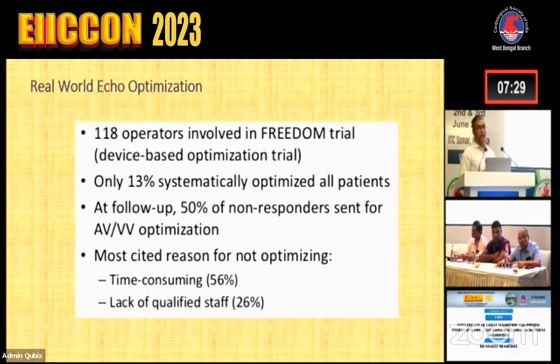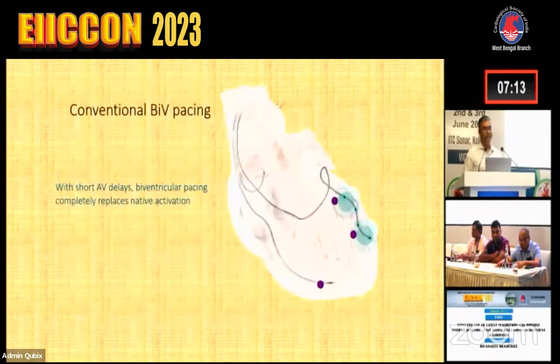So are we doing it? That's the question. If you look at the data, the answer is absolutely no. They found that only 13% of devices are being optimized with the use of echo. The reason these devices are not optimized is either time or because there are no qualified individuals. That is when companies got into it and thought it is better to have algorithms than depend on the cardiologist, who usually will not have much time. That is how these algorithms have come into play.